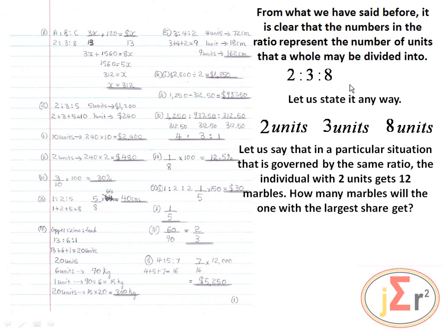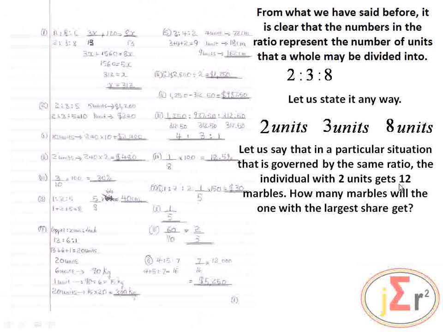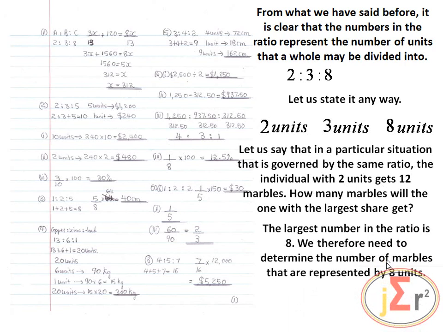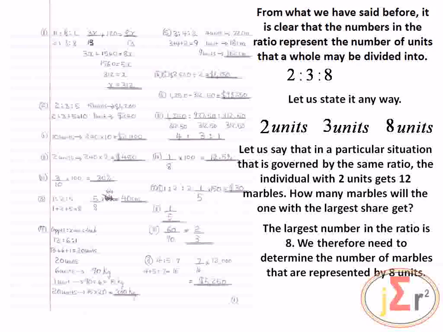So the problem is the one with 2 units has 12 marbles. How many marbles does the one with 8 units have? How do we tackle that problem? The largest number in the ratio is 8. We therefore need to determine the number of marbles that are represented by 8 units.